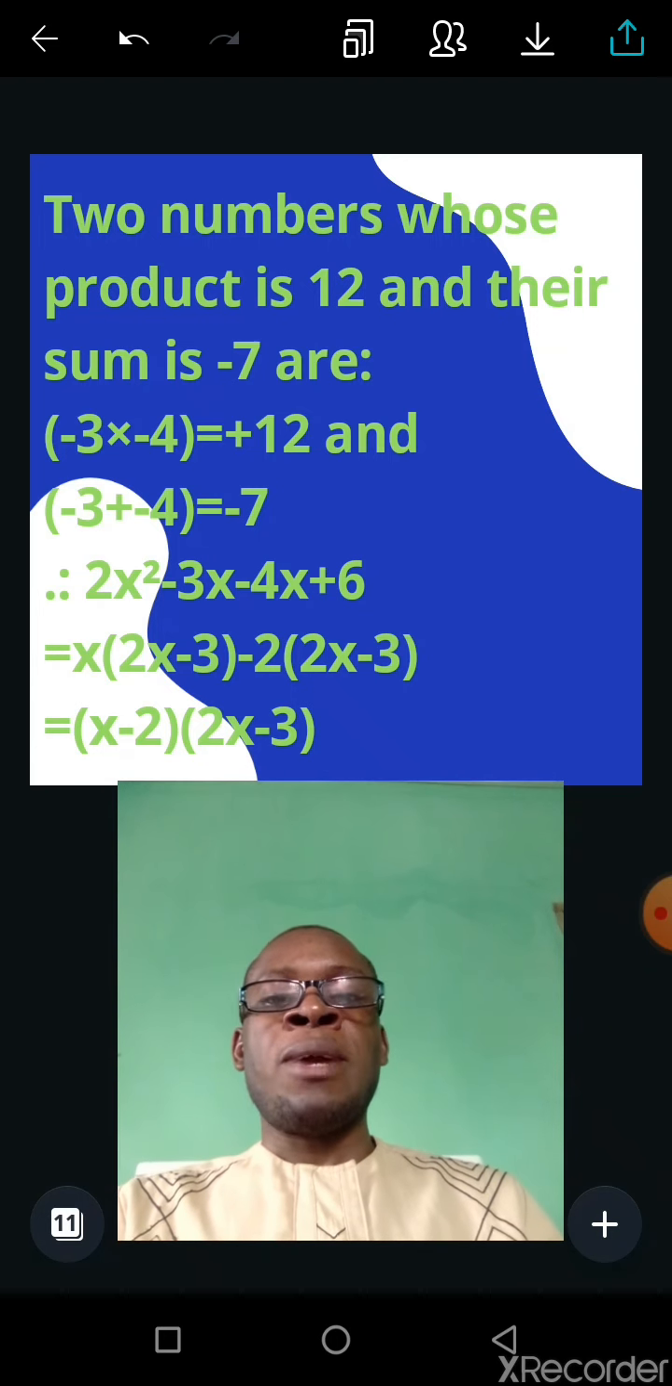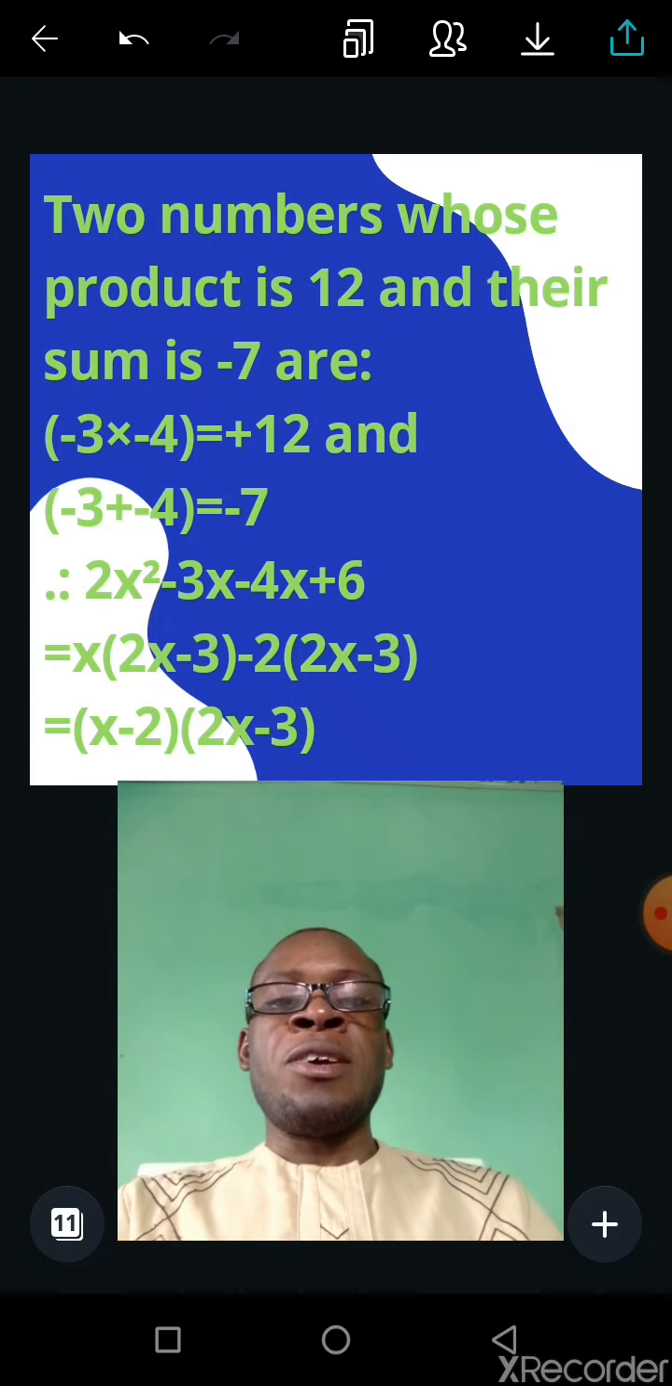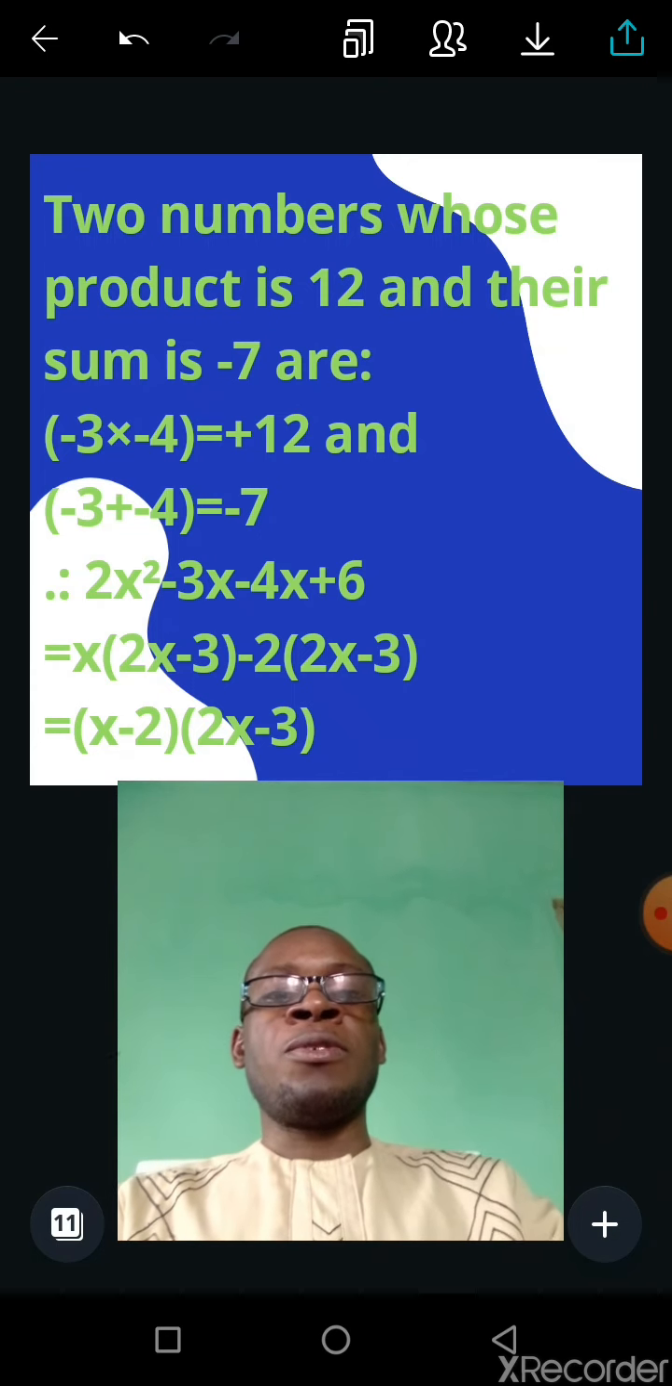Then we now come down and do also what we have done before. Bring the term at the beginning of the first bracket and also at the beginning of the other bracket and bring them together into one bracket. Then you now bring out of the two common algebraic expressions there in the two brackets, you bring one down. So we now have equals (x − 2)(2x − 3).